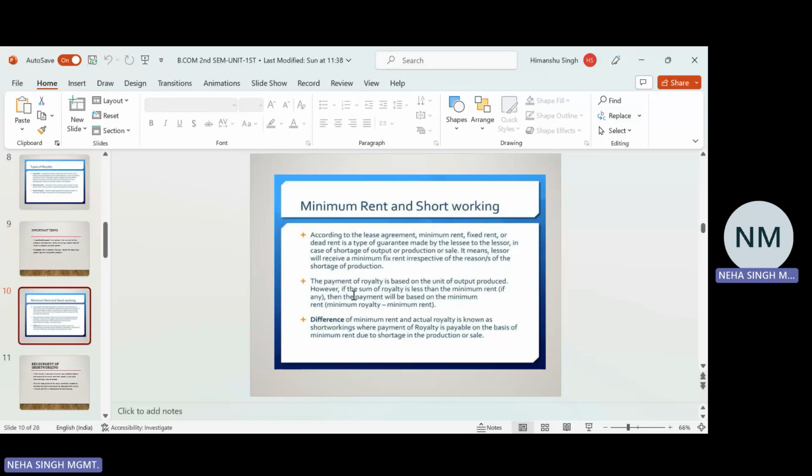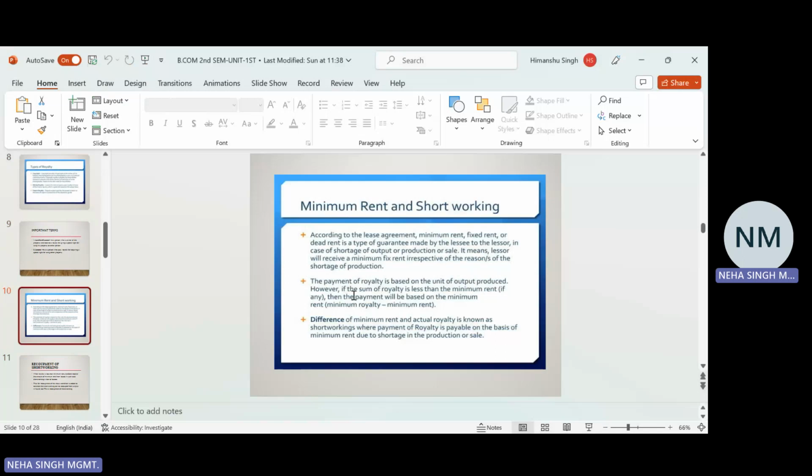Then come to the next slide, which is minimum rent and short working. So minimum rent is also known as fixed rent, flat rent, dead rent. Why is it called fixed rent? Because minimum rent is fixed by the government, which is paid by the lessee to the lessor in case of shortage of output or प्रोडक्शन और सेल्स.